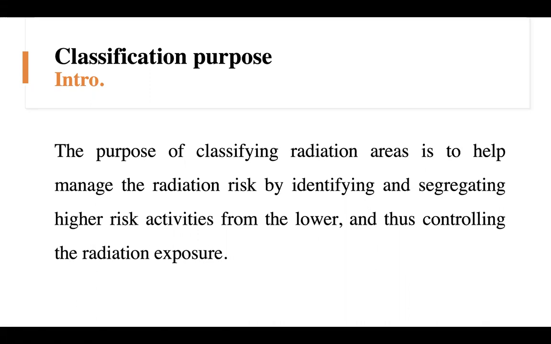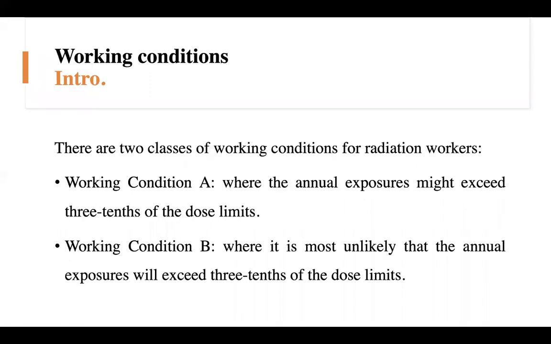So who will enter the high radiation level? There are some requirements to keep the effect of radiation as low as possible. Before starting to talk about controlled and supervised areas, we have to know some information. So there are two classes of working conditions for radiation workers, working condition A and B.